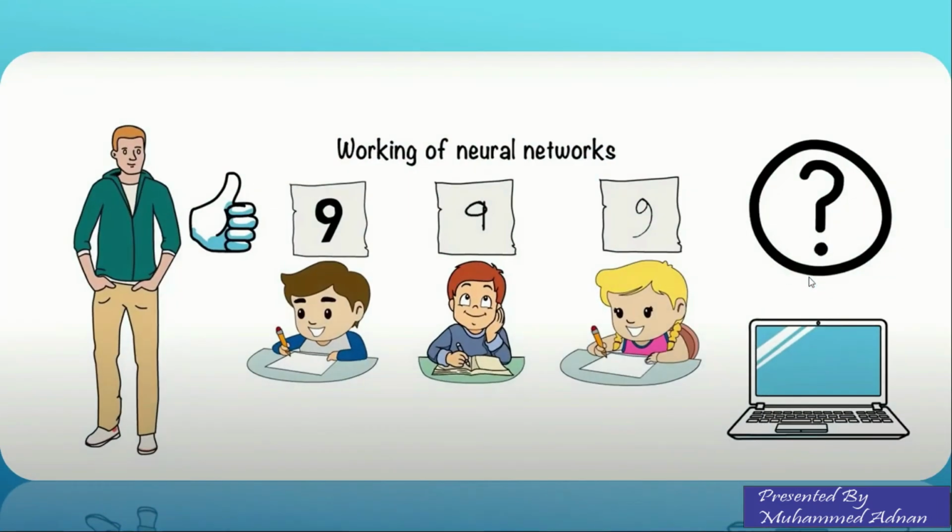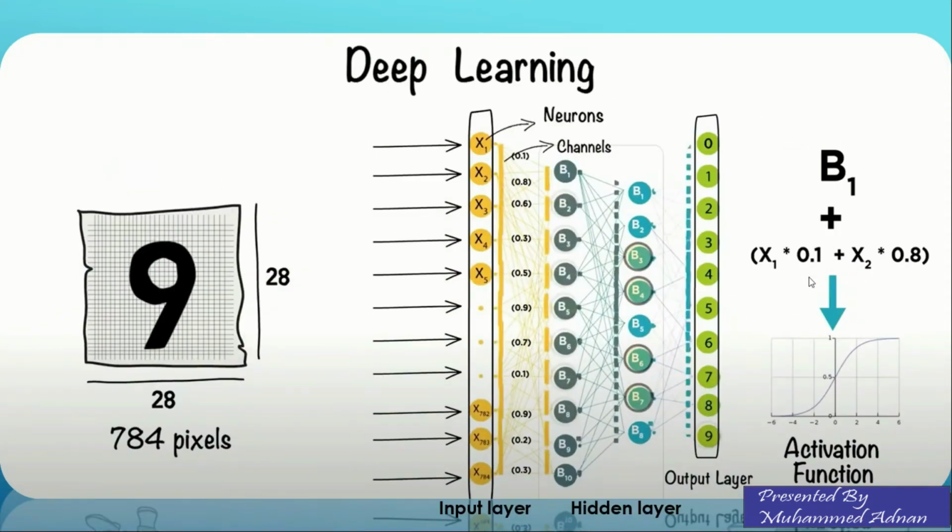Now, let's dive into the working of neural network. We have 3 students. Each of them write down the digit 9 on a piece of paper. Notably, they don't write it identically. The human brain can easily recognize the digits, but what if a computer had to recognize them? That's where deep learning comes in. Here's a neural network trained to identify handwritten digits.